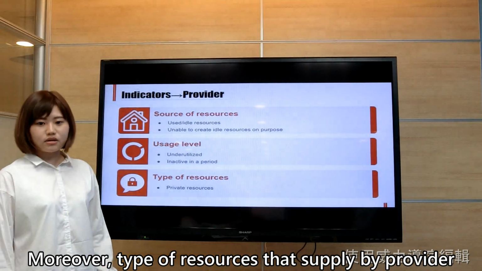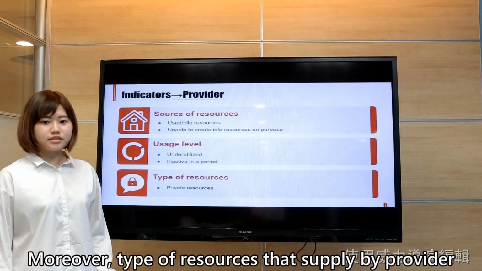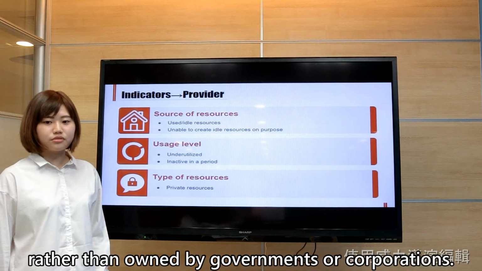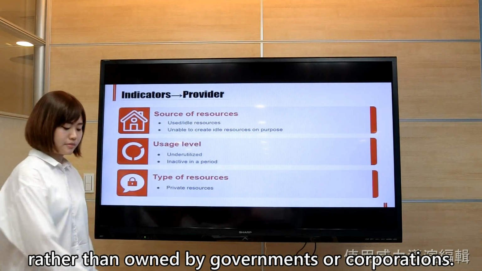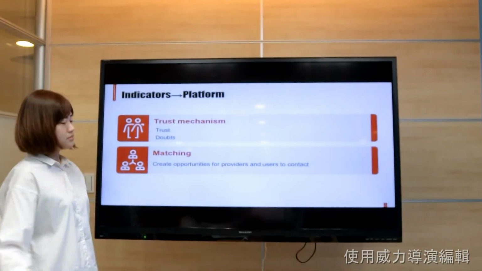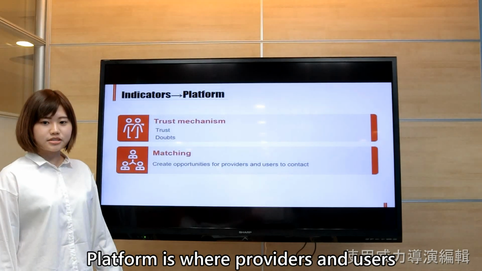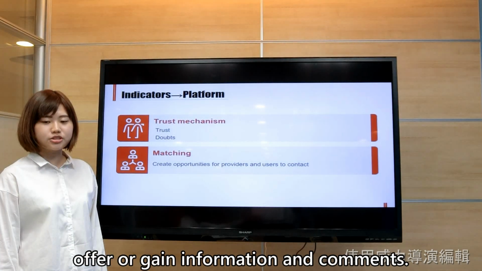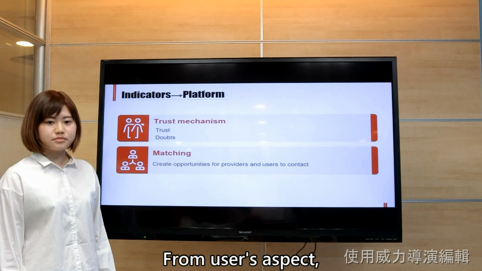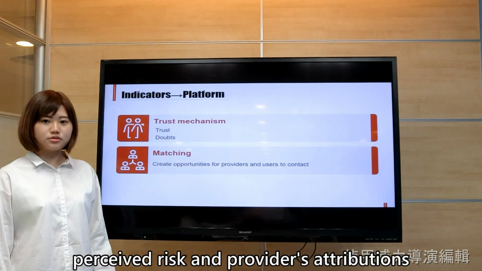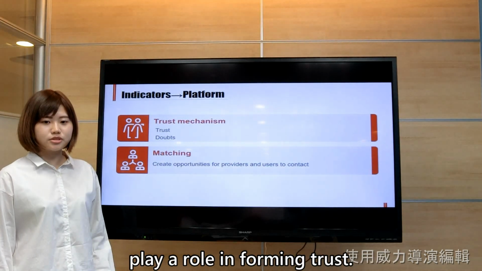Moreover, type of resources that supplied by providers should be private resource rather than owned by government or corporations. Platform is where provider and user offer or gain information and comments from user assets. Perceived risk and provider attribution play a role in forming trust.